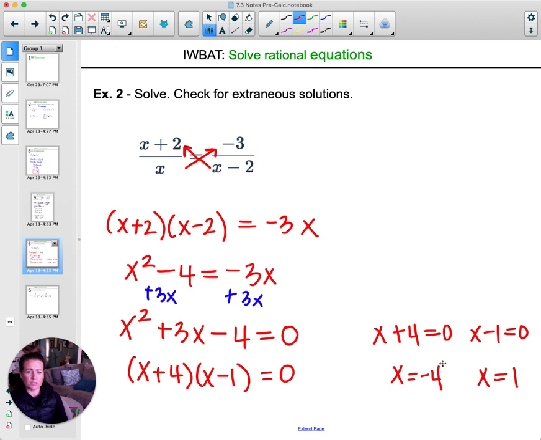And these are your two solutions that you need to check if they make the denominator 0. So you have two different bottoms this time, so check it in this one. So do either of those make this 0? No. Do either of them make this 0? No. So both of them are solutions.